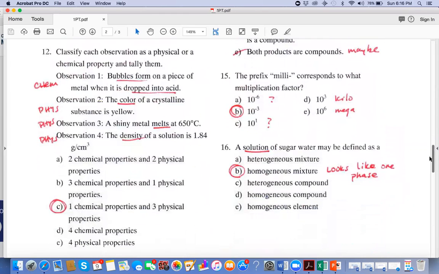So if we're going to classify each observation as physical or chemical property, let's take a look at number 12. Observation 1, bubbles form on a piece of metal when it is dropped into acid. That's a chemical property. Observation 2, the color of a crystalline substance is yellow. That's a physical property. Observation 3, a shiny metal melts at 650 degrees Celsius. That's a physical property. And observation 4, the density of a solution is 1.84 grams per centimeter cubed. That's also a physical property. So there are 1 chemical property and 3 physical properties.